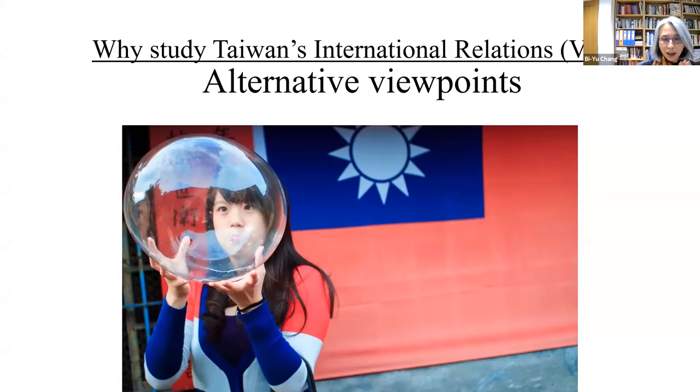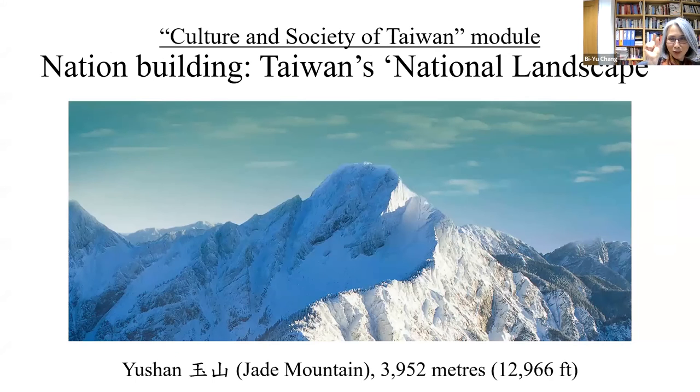So I know I have a very short time to go, so I will go through this very quickly. Okay, the next one is a topic we will typically discuss in our course on the culture and society of Taiwan. This is a simple example about how a landscape was transformed into a national symbol and identity emblem.